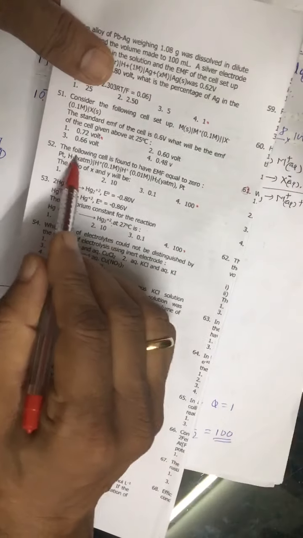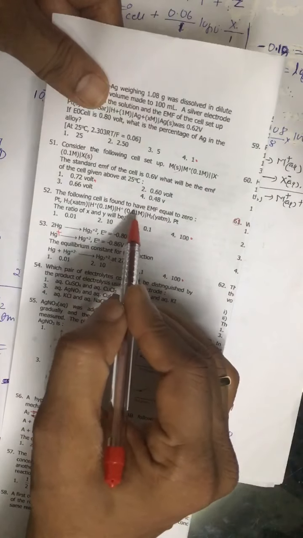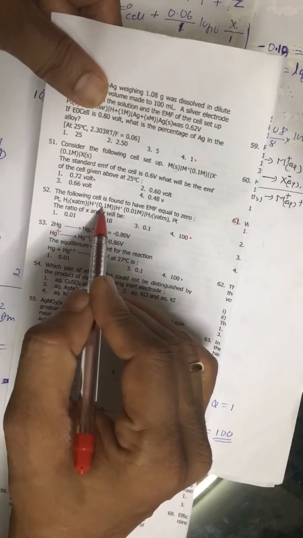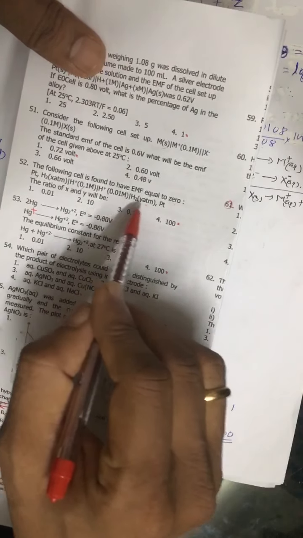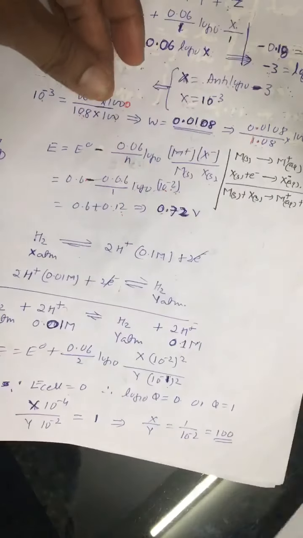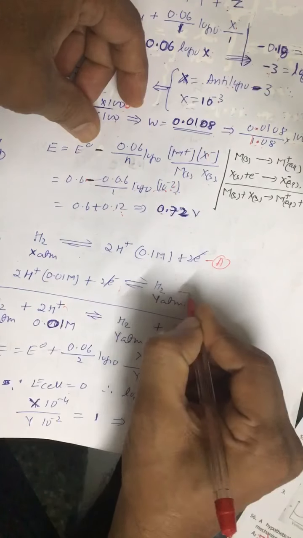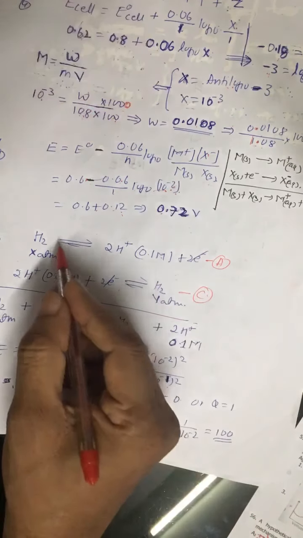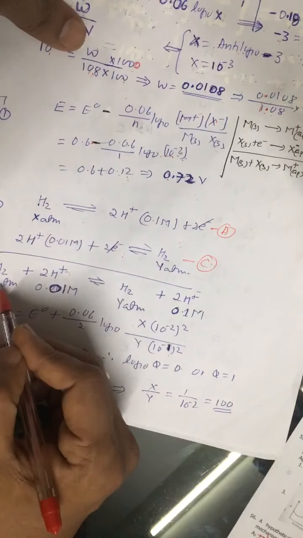Now look at 52. Again we are given a cell. So look at the reaction here. The cell reaction is at anode we have this hydrogen getting converted to H positive, and at cathode again we have H positive. Alright, so let us see the reaction. This is the anode, and this is cathode. Right, and this electron is cancelled, so what you get is H2, that is X atmosphere.